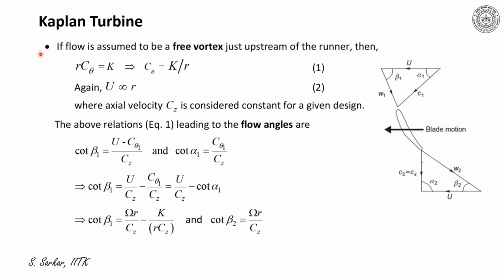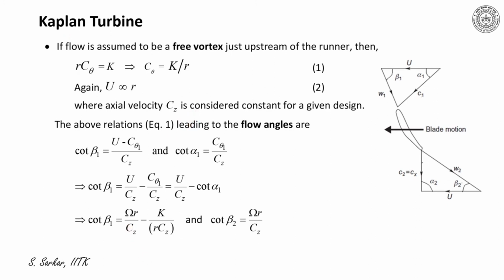If the flow is assumed to be a free vortex just upstream of the runner, then R C theta is equal to K, K being a constant. Thus, it leads to C theta is equal to K by R, which is equation number 1. Again, U, the blade speed, is proportional to R, R being the radius, where Cz, the axial component of velocity through the impeller, is considered constant for a given design.